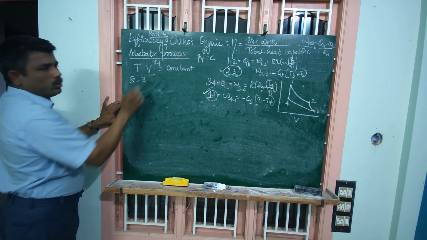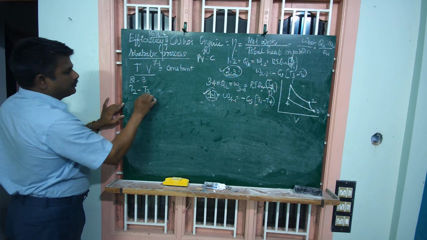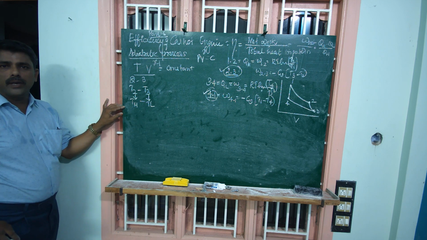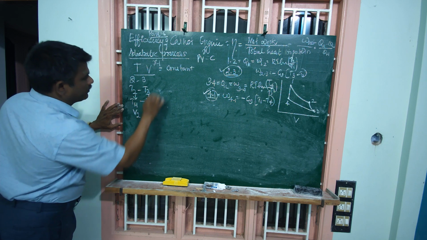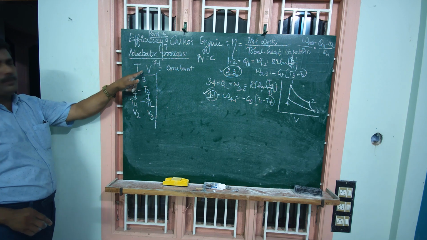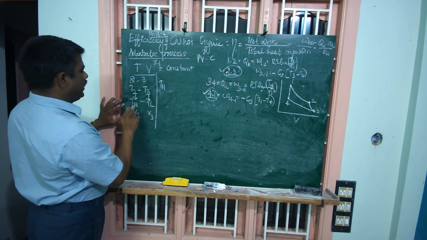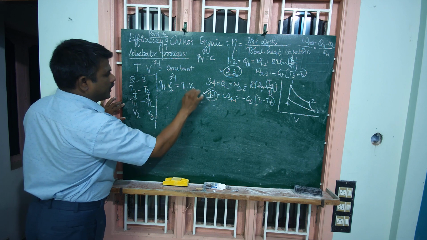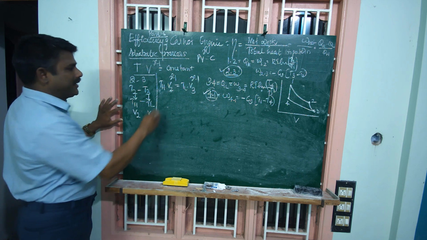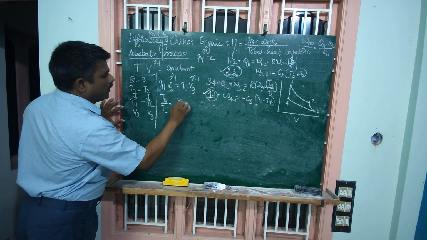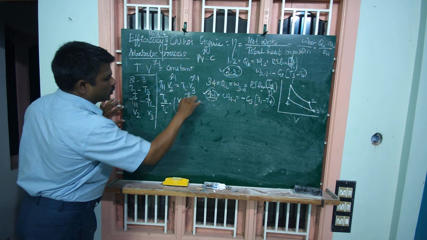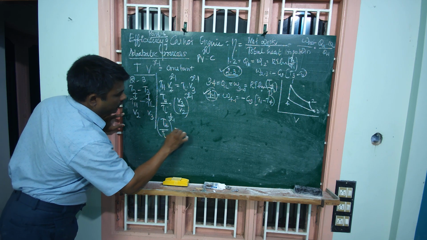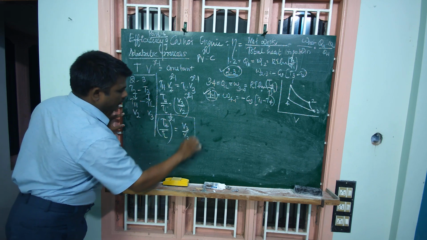Process 2 to 3. In 2 to 3, T2 and T3. T2 means TH. T3 means TL. Clear? Okay. And this is volume V2 and volume V3. For this case, I am going to establish the temperature volume relationship. Hence, TH V2 power gamma minus 1 is equal to TL into V3 power gamma minus 1. I will need TH by TL. TH by TL is equal to V3 by V2 power gamma minus 1. I can write it like this: TH by TL power 1 by gamma minus 1 is equal to V3 by V2.